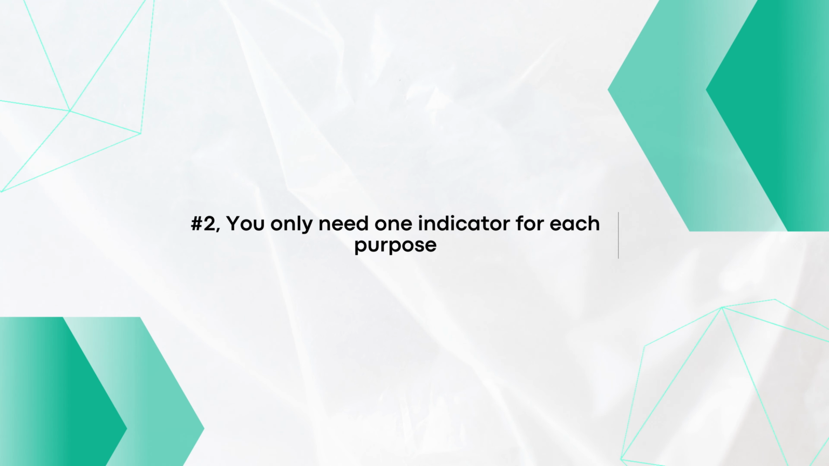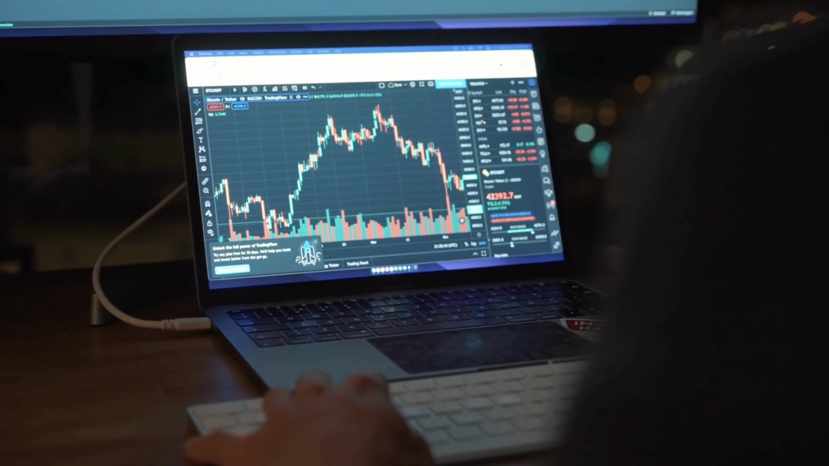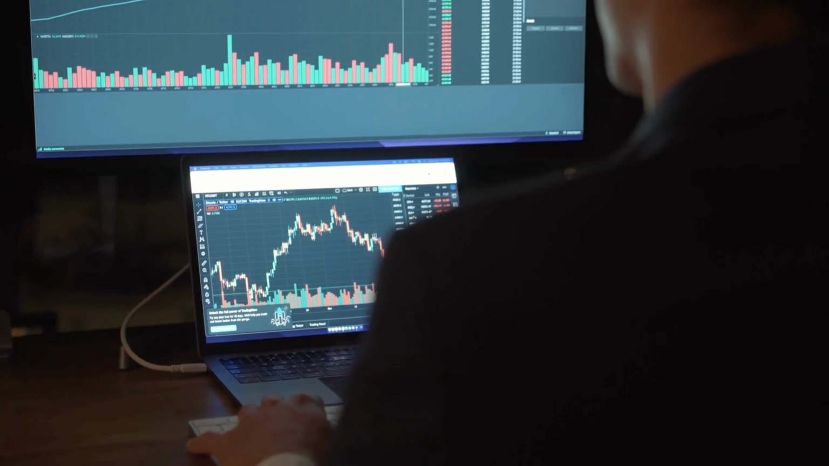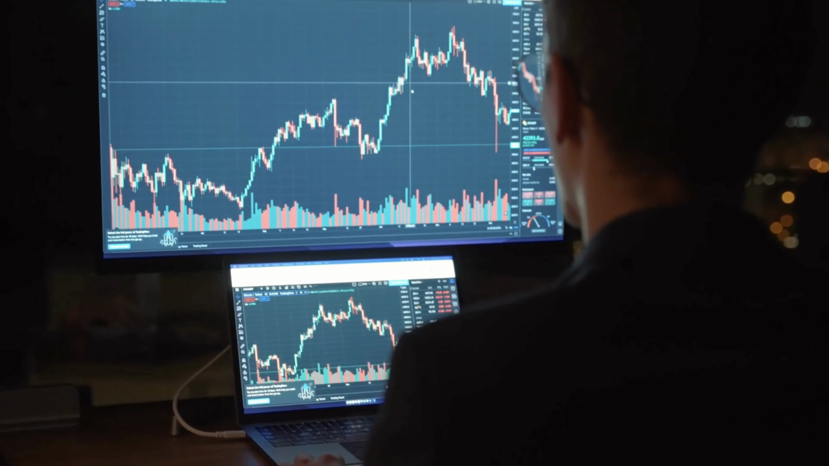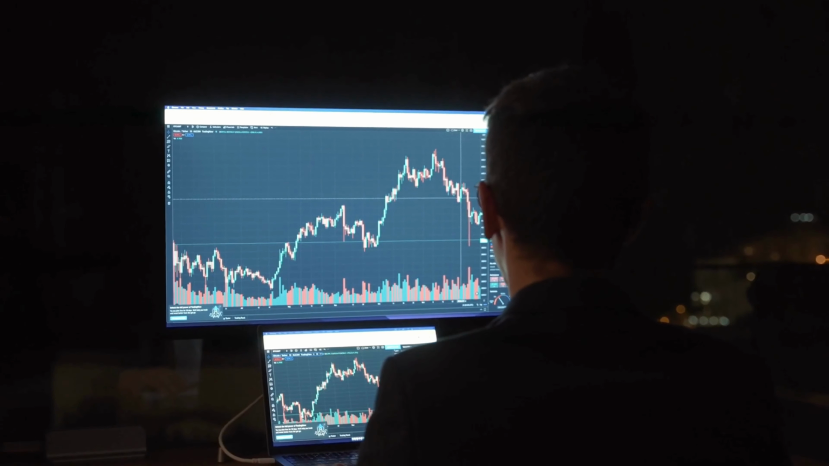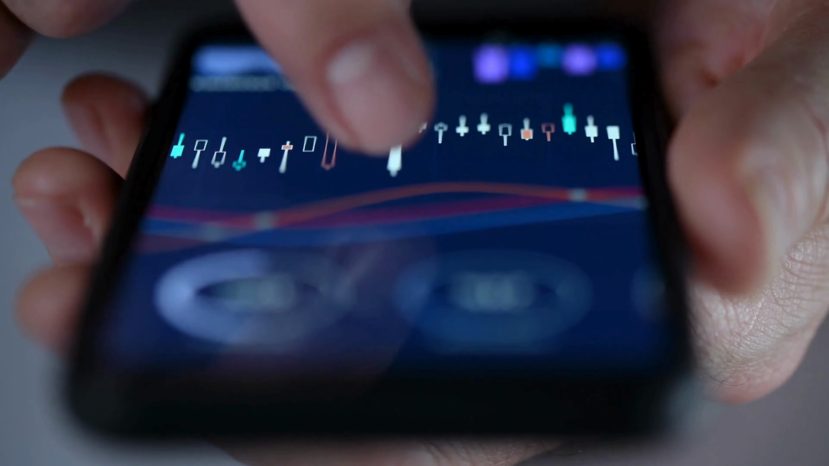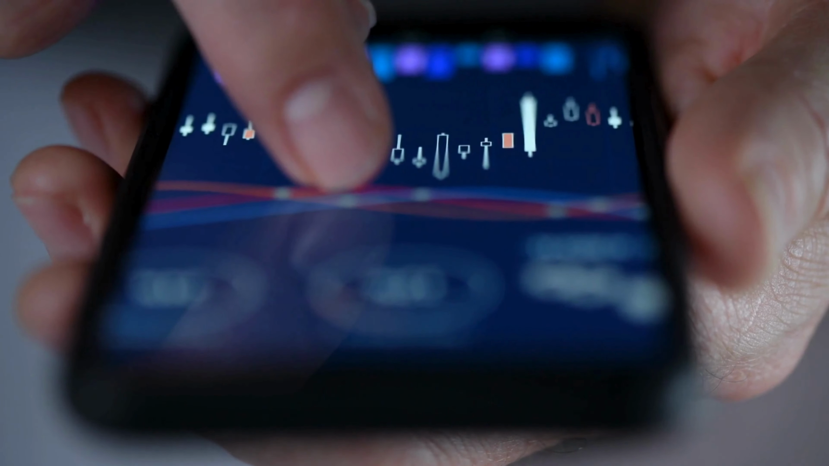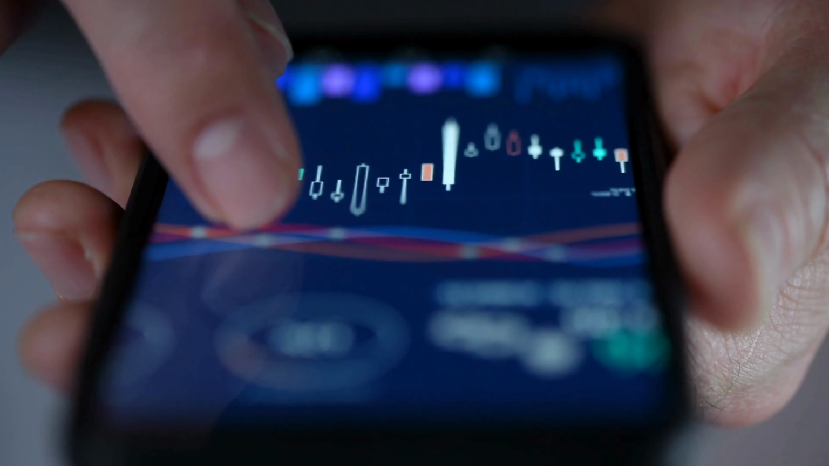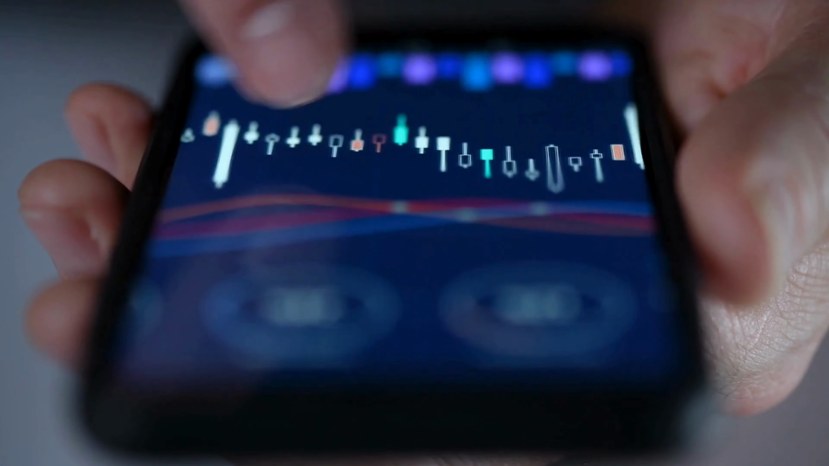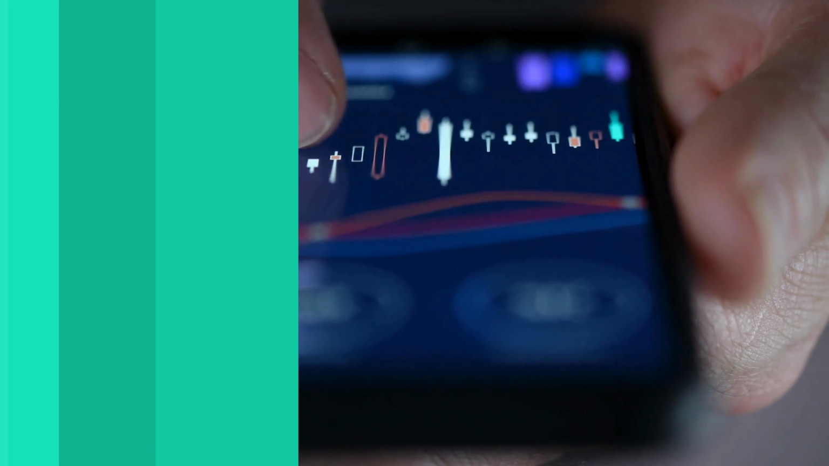Rule number 2, you only need one indicator for each purpose. Let's say you want to define the trend using a moving average indicator, that's fine. But you shouldn't throw in the average directional index, Bollinger Bands, channels, and etc. to define the trend. Because you've got your moving average and that's all you need, period. So remove all the unnecessary indicators on your chart and leave those that serve a purpose. Does it make sense? Great.